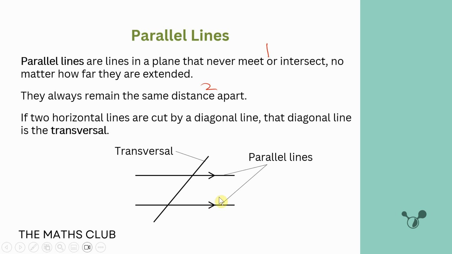3 arrows and 3 arrows mean that they are parallel. 2 arrows and 2 arrows mean that they are parallel. No arrow and no arrow, you cannot say that they are parallel. To separate normal horizontal lines from parallel lines, we use these arrows. Now, these two horizontal lines, which are in this case parallel, are cut by this diagonal line. This diagonal line is the transversal, going from one line to another.